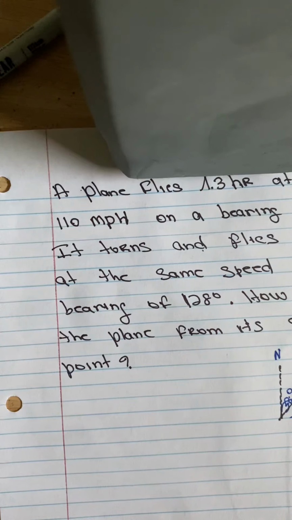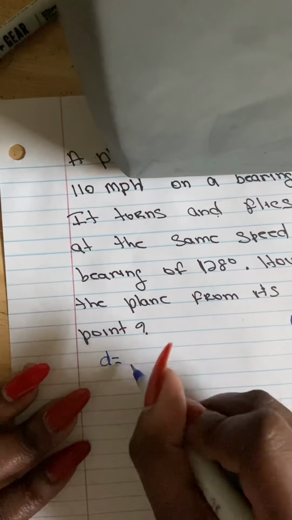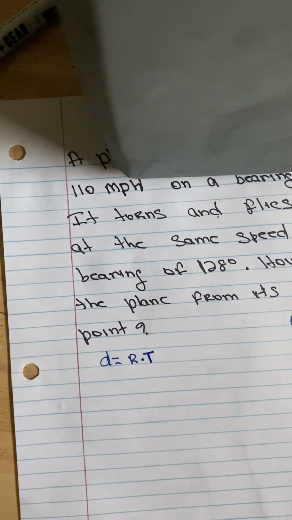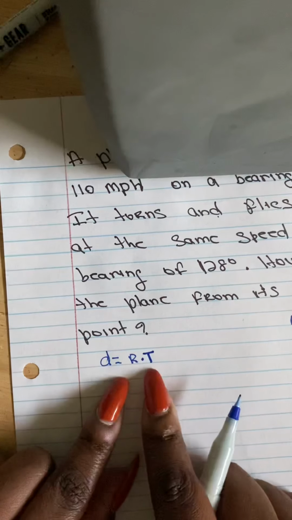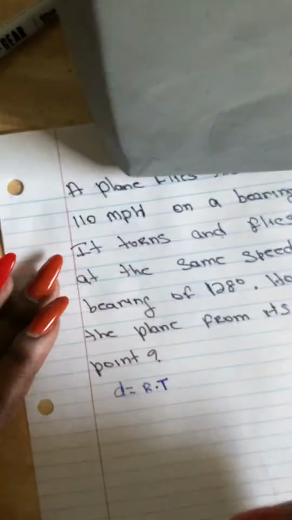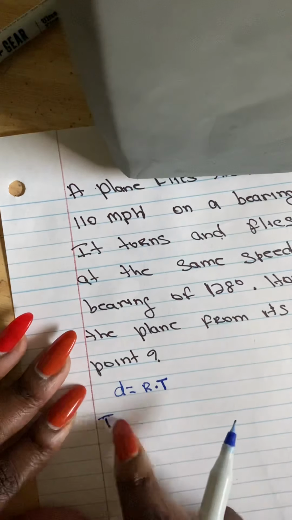So let's figure out our distance formula. What is our distance formula? Our distance formula is going to be rate times time. So we have to figure out these two things, right? We have to know what our rate is and what our time is. So let's figure out the time first. What is our time?